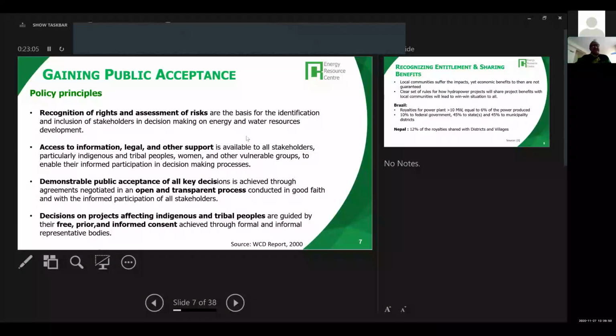Okay, now regarding gaining public acceptance, the WCD report lists four basic priority principles. Okay, the first one is recognition of rights and assessment of risks.